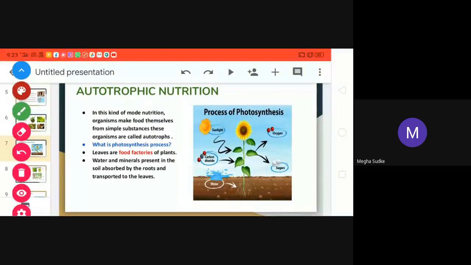Water and minerals are present in the soil, so they are absorbed by the roots and transported to the leaves. This is happening in the tree. We water the plants, and many minerals are present in the soil. So roots absorb those minerals and water, right? And transported to the leaves.